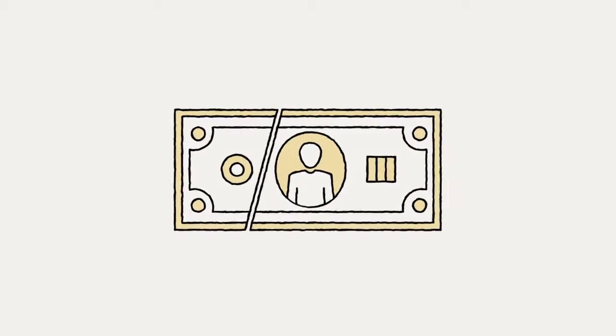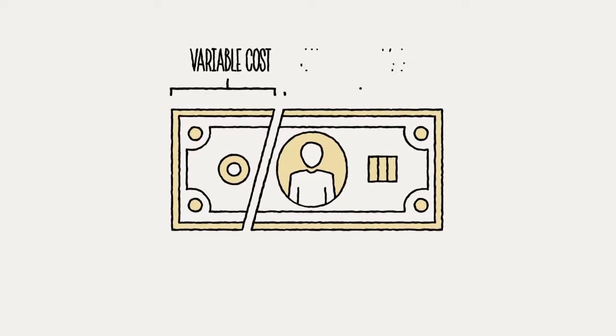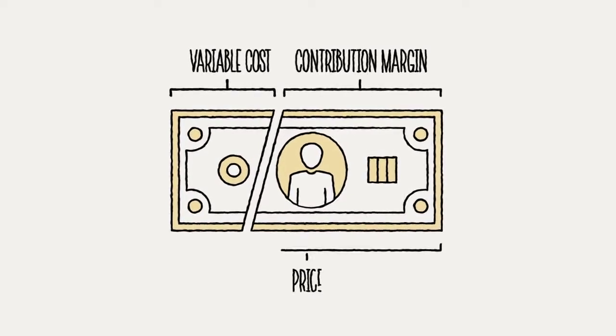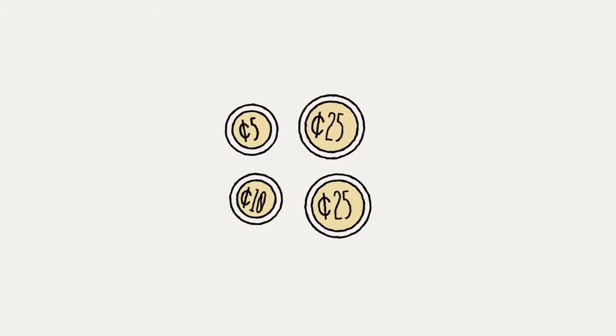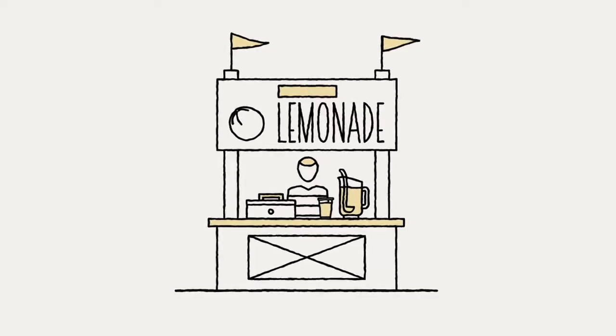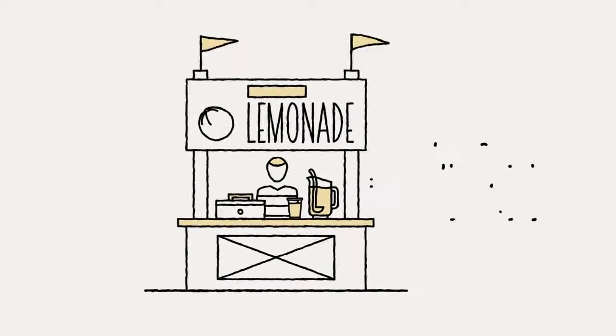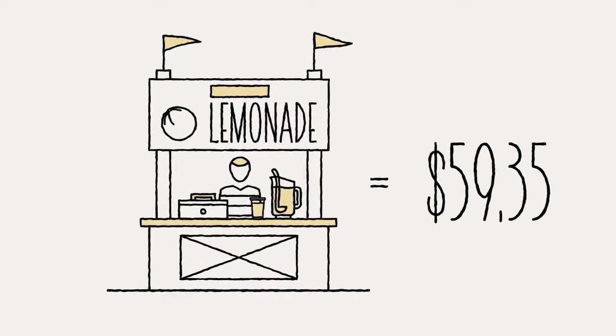You calculated the variable costs of a cup of lemonade at about 35 cents. If you charge $1 for a cup of your lemonade, your contribution margin per unit will be 65 cents. It's called the contribution margin because it's how much selling one unit contributes to paying your fixed costs.